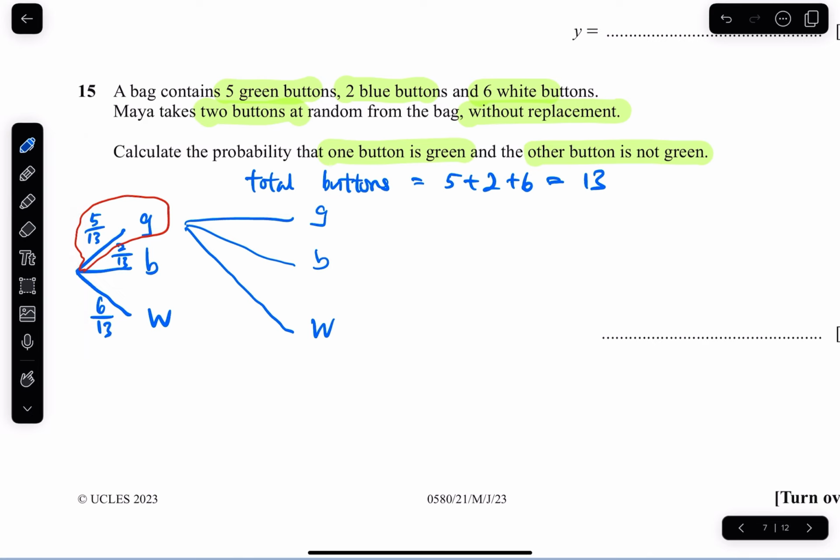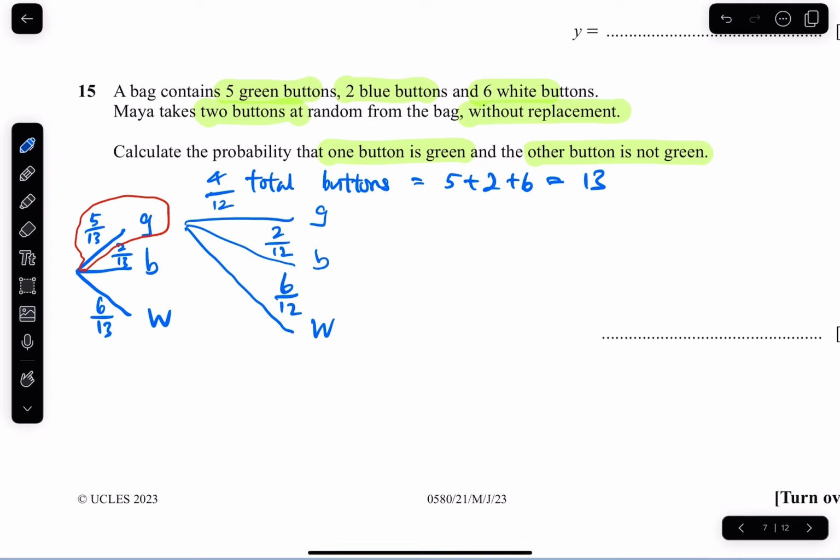But in this case, it is without replacement. So my denominator will be 12. And the probability of drawing another green will be 1 less, so it will be 4. In this case, it will be 2 for blue and 6 for white.